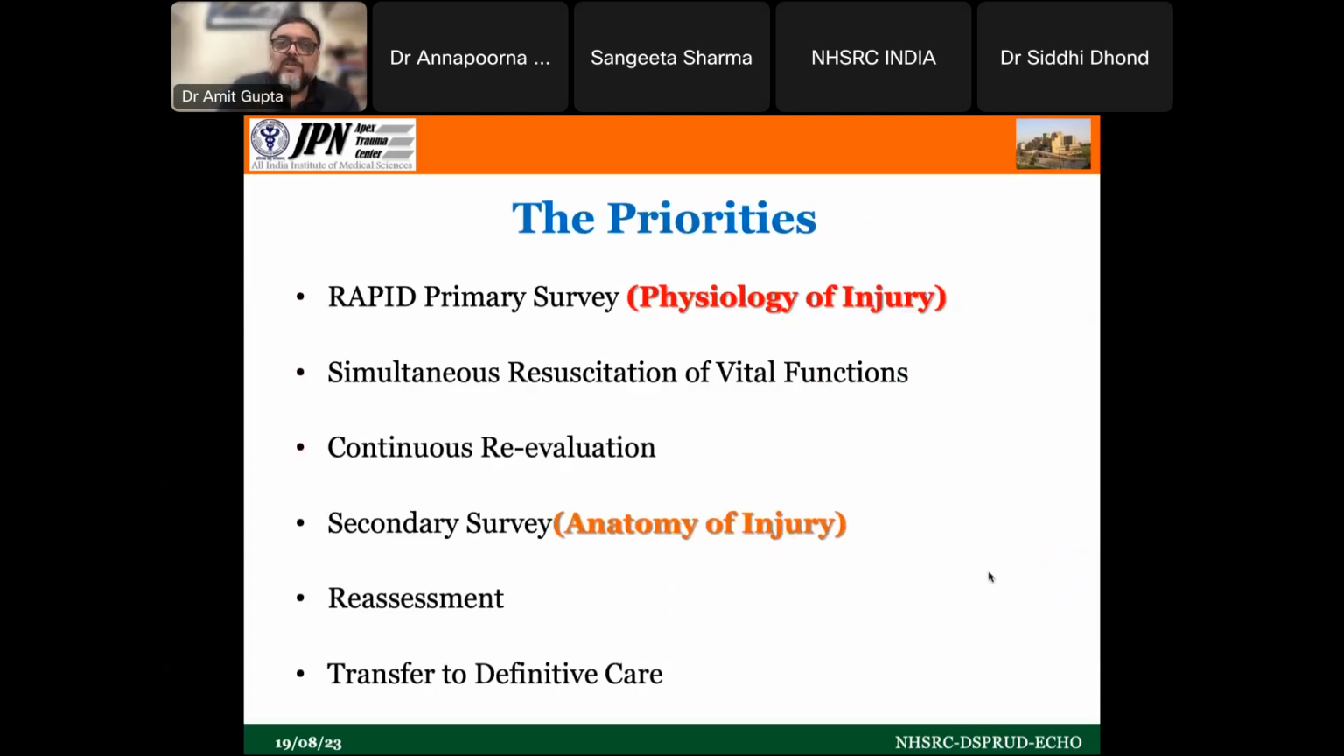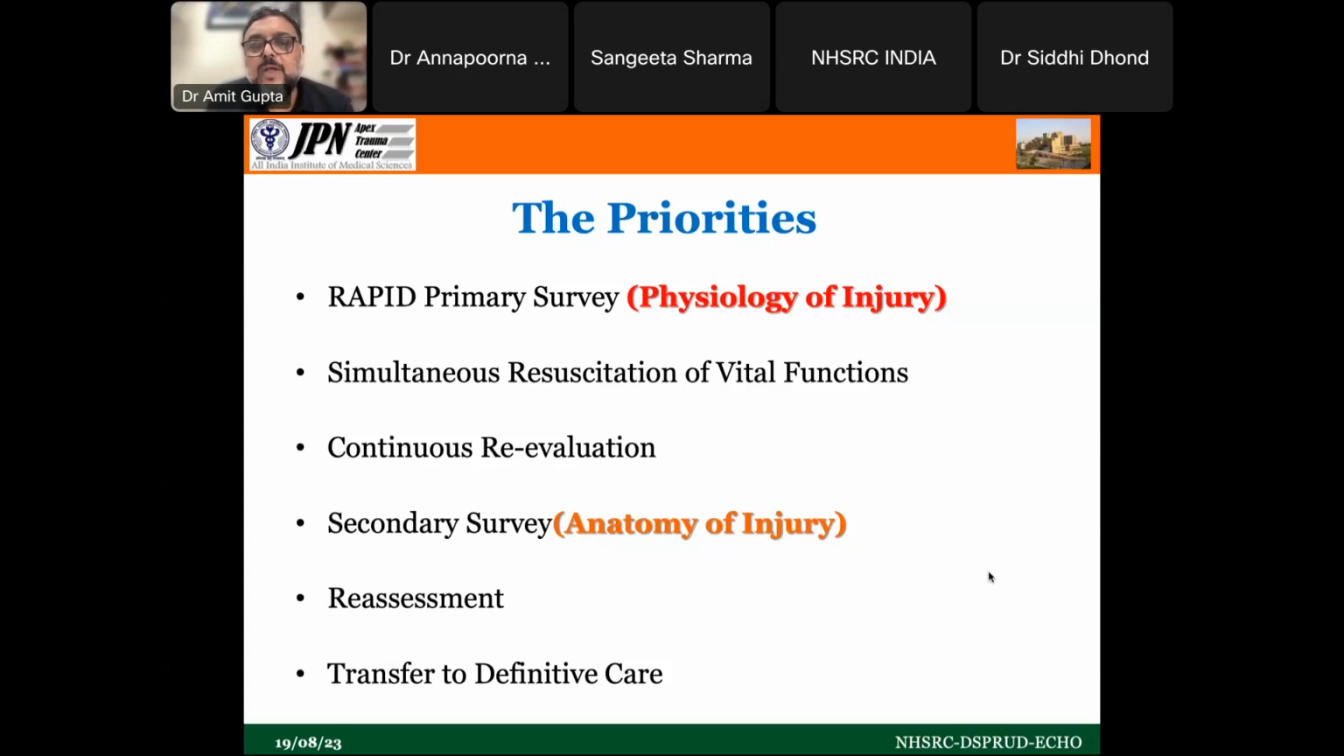So that's what the priorities in any injured patients are: rapidly assess the physiology of the patient. That means do the primary survey. Simultaneously, you start the resuscitation of vital functions. You continue to reevaluate. Once you feel that his primary survey or his physiology is returning to normal by your interventions or by your resuscitation, you go on to what is known as secondary survey. Now, secondary survey is a detailed examination of the patient, trying to find out what all anatomical injuries this patient has got. Continue the reassessment.